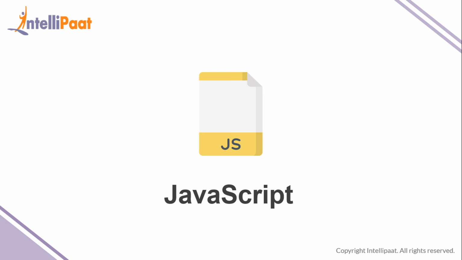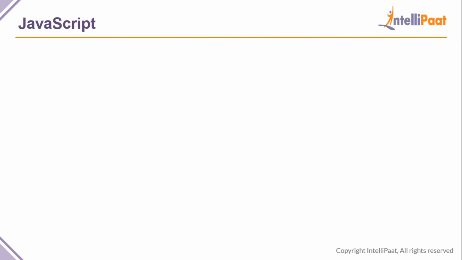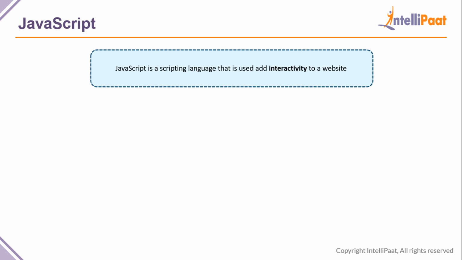Now let's take a look at JavaScript. So JavaScript is a scripting language and it is used to add interactivity to your website. So when you click on an image carousel and the image gets changed to some other image, that is done by JavaScript. So JavaScript is running in the background and taking care of users' click events and then changing the image from one image to other in the carousel.